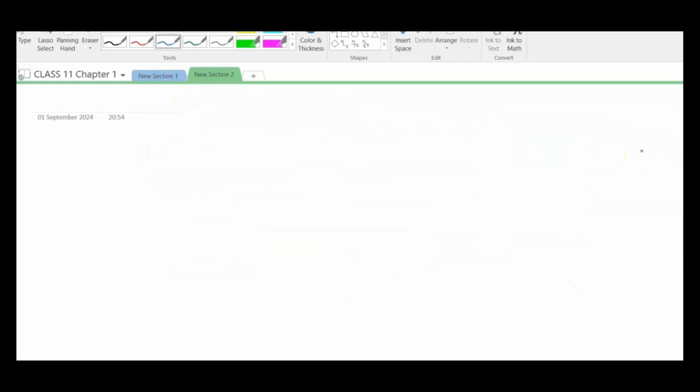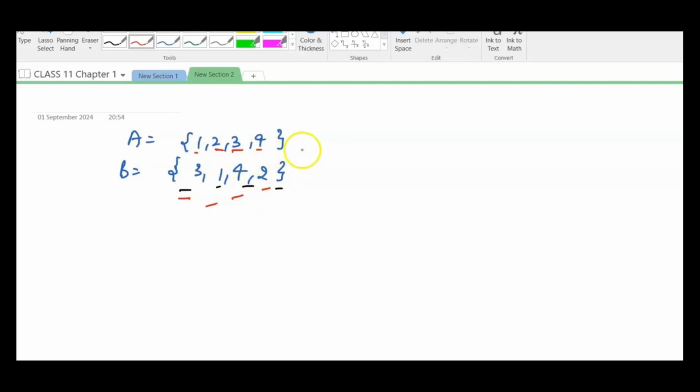Now let's see example 7. Let's see some examples from your NCERT. Suppose we have A is equal to {1, 2, 3, 4} and B is equal to {3, 1, 4, 2}. Now it is clear that all the elements of set A, 1, 2, 3, 4, exist in the set B and all the elements of set B, 3, 1, 2, 4, are in the set A. So this means that A is equal to B.